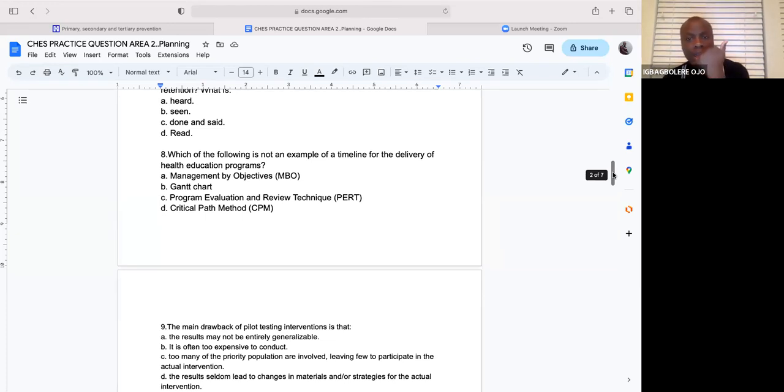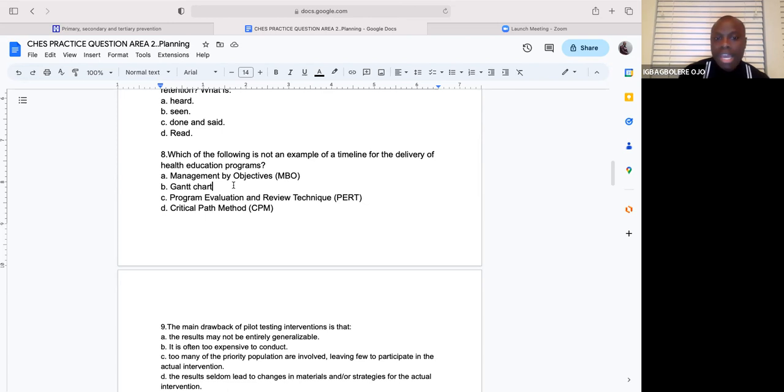Which of the following is not an example of a timeline for the delivery of health education programs? All right, an example of a timeline. Now, the truth about this question is every one of these options can be the right answer. Management by objectives, a Gantt chart, a PERT, a CPM, all of these things can be used depending on the kind of intervention you have at hand. However, the question says, which is not, all right? Please take note of the negatives. And in the CHES exam, one common thing is there are so many negative placed questions. So please be careful about understanding the question and reading meaning into the question.